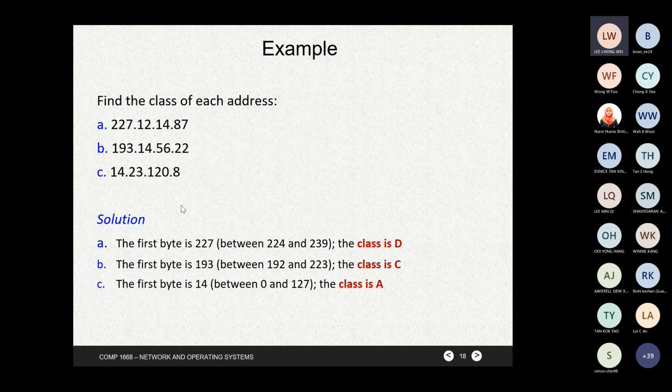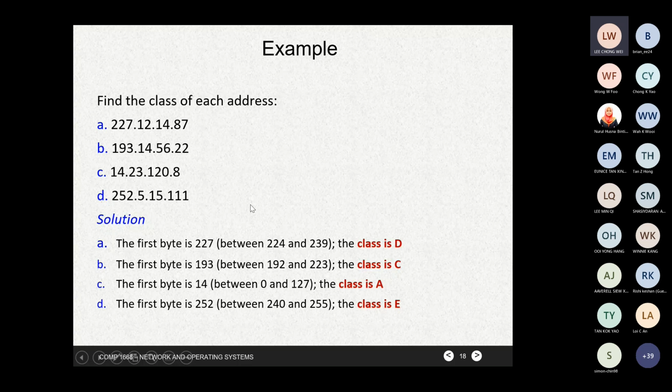Okay, you see this is easier to remember, isn't it? You remember the range, you know which class it belongs to. Class D, class C, class B, A, 0 to 126 A. Yeah, this is 252. So class D. Class E, 252. Okay, so this is much easier than referring to bits.